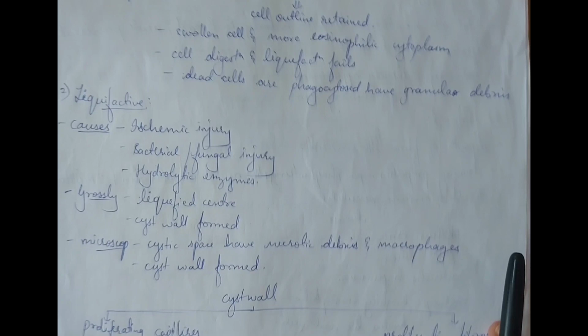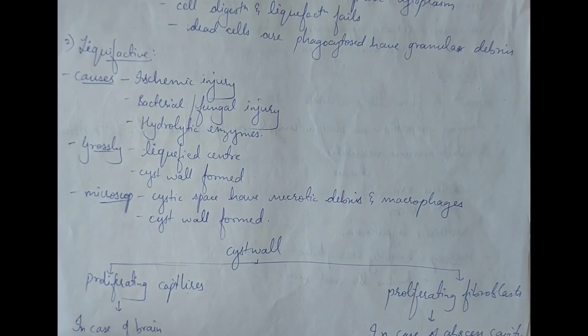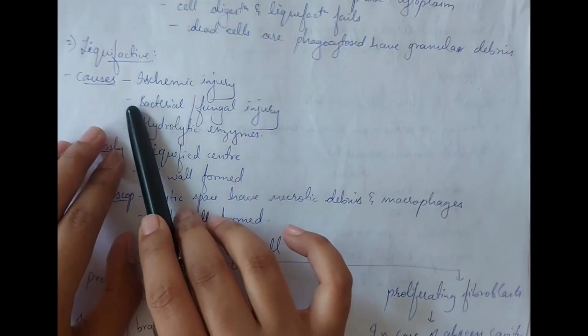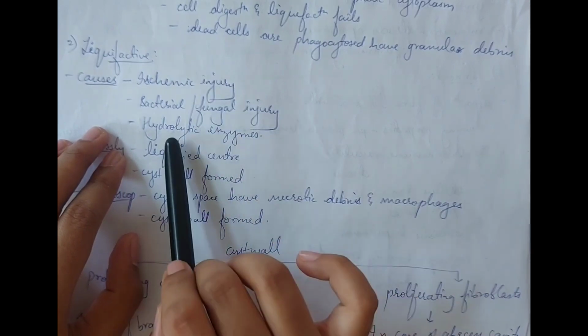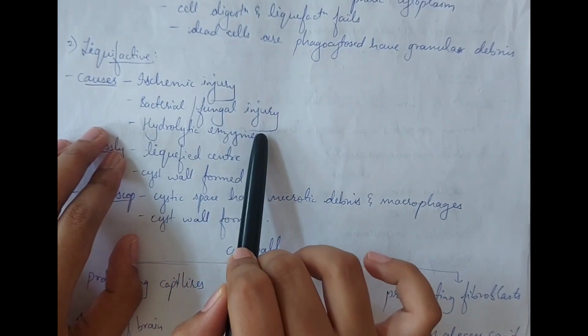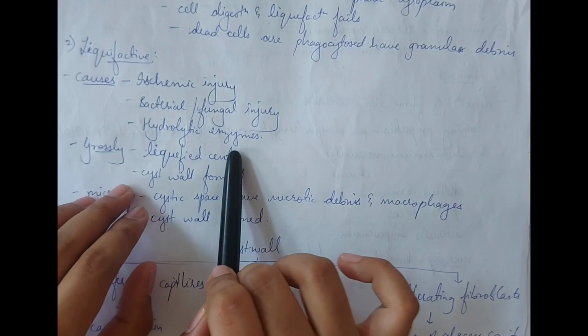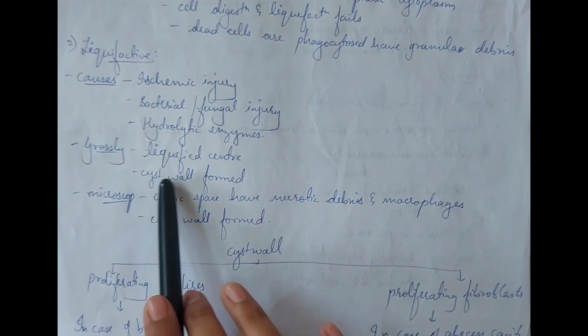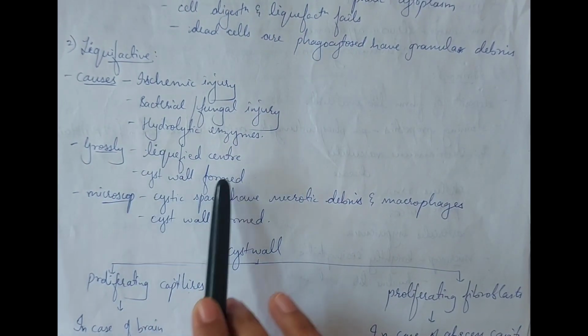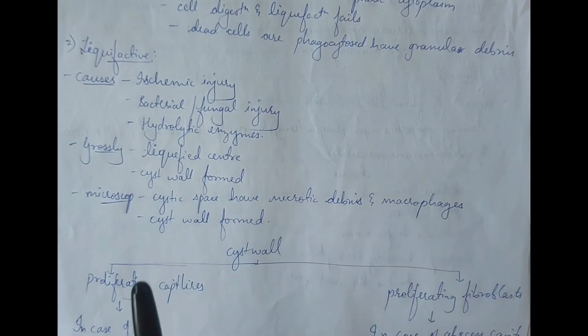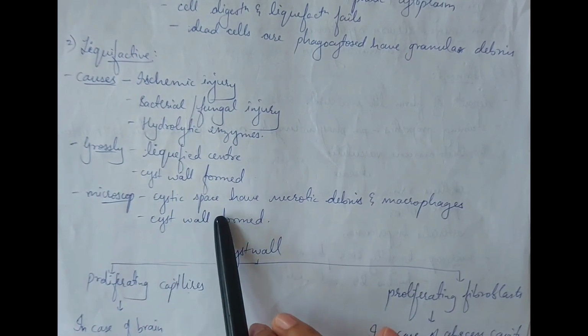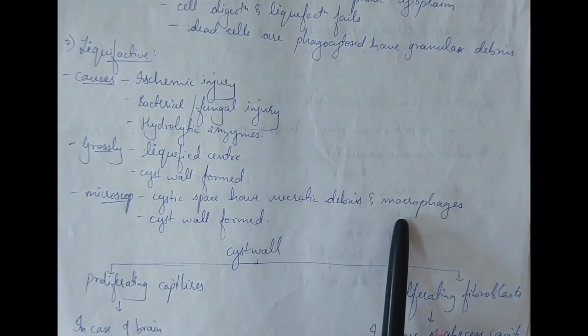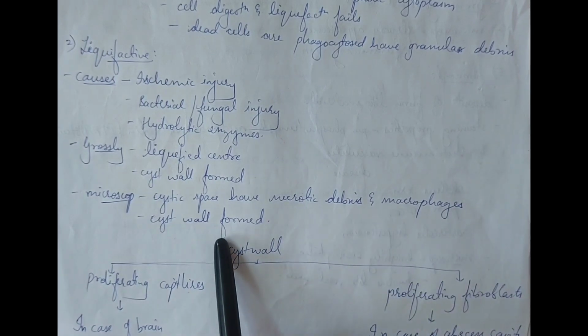Moving on to the second type, that is liquefactive necrosis. It is caused by ischemic injury, bacterial or fungal injury, and hydrolytic enzymes. Grossly, a liquefied center is seen and a cyst wall is formed. Microscopically, the cyst space has necrotic debris and macrophages. The cyst wall is formed in the microscopic view as well.